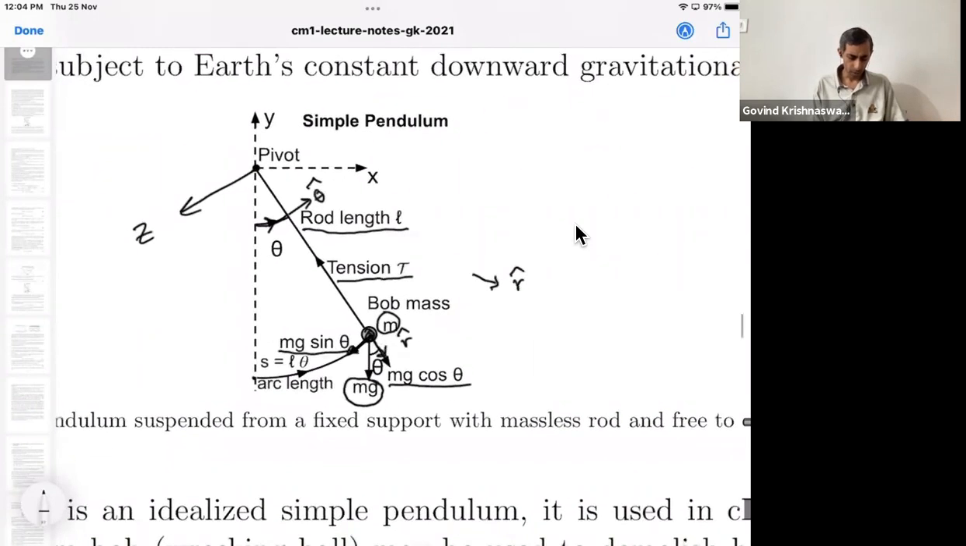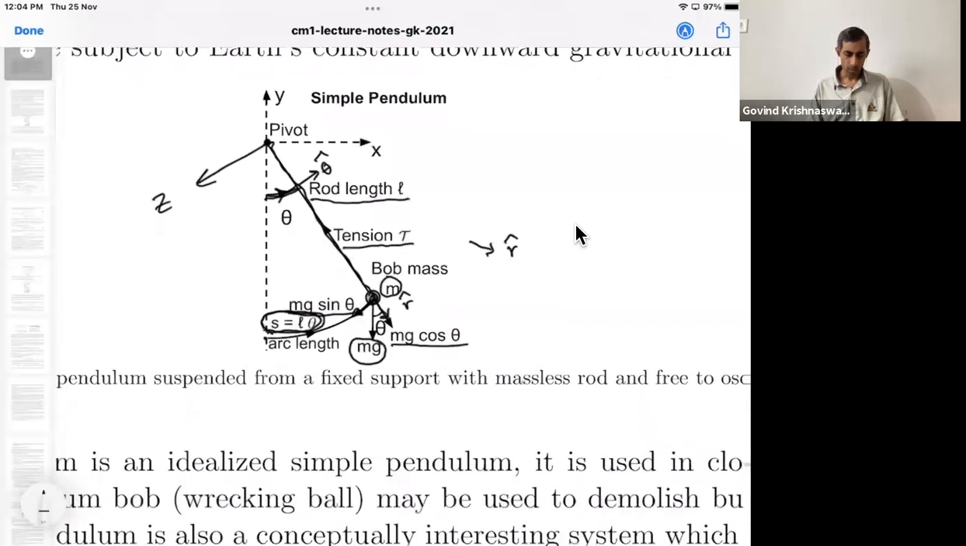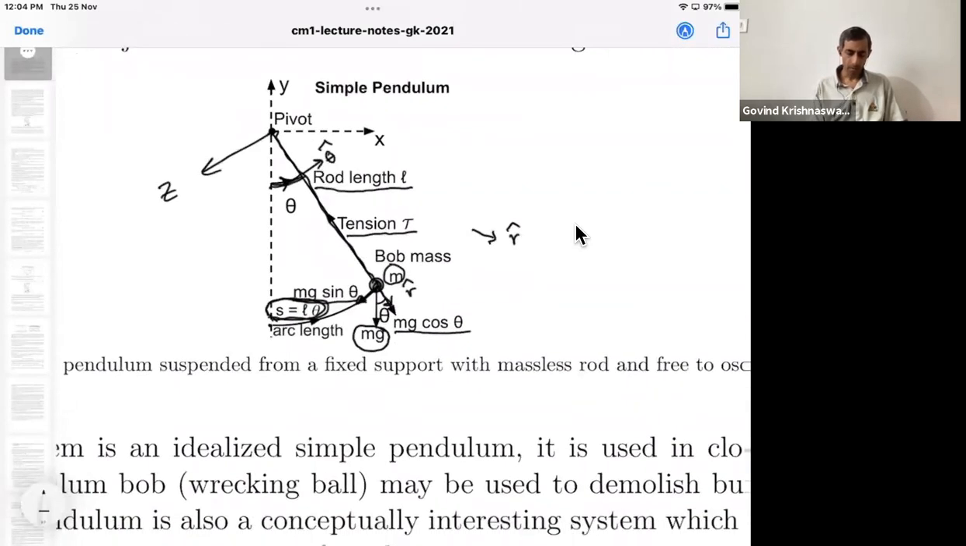We also found it useful to define an arc length S, which is L times theta, L being this length and theta this big angle. So S is equal to L theta is valid no matter whether the angle is small or big. It's a general formula. So this was our setup. This pendulum is moving in a plane. It cannot move out of the plane. That has been stipulated from the beginning.